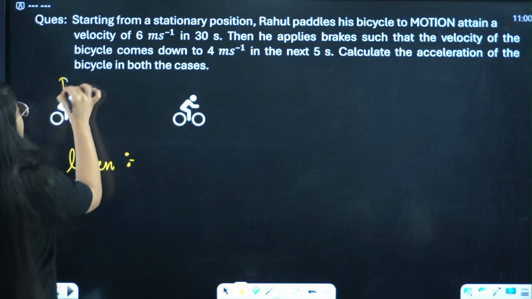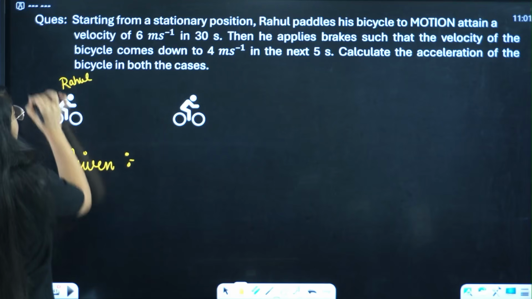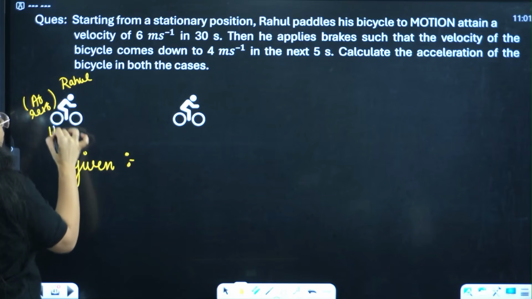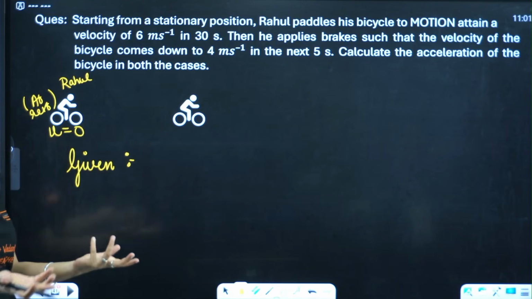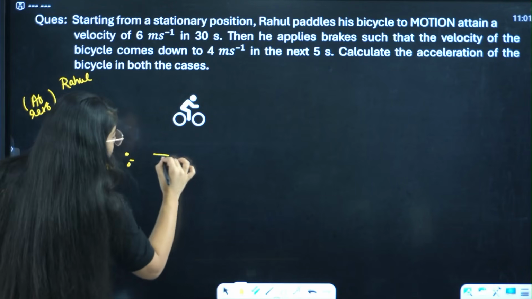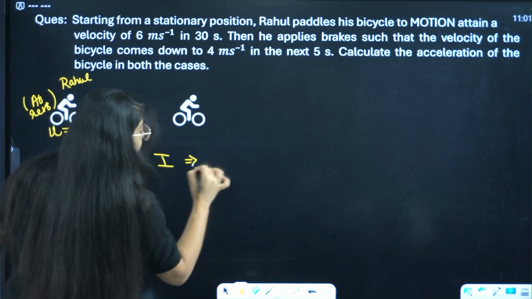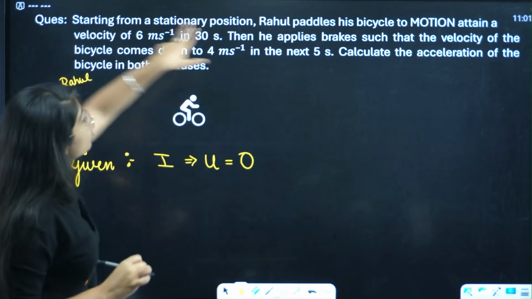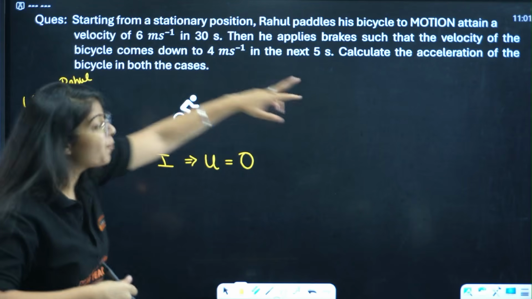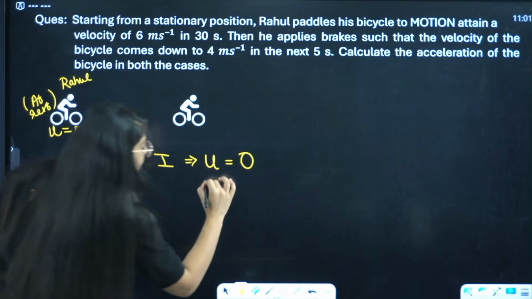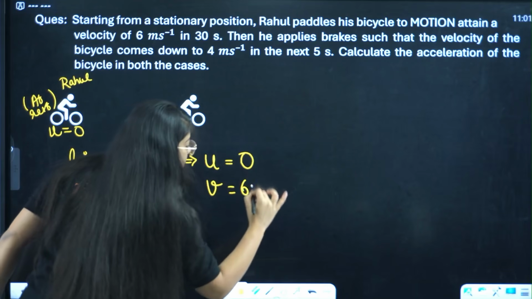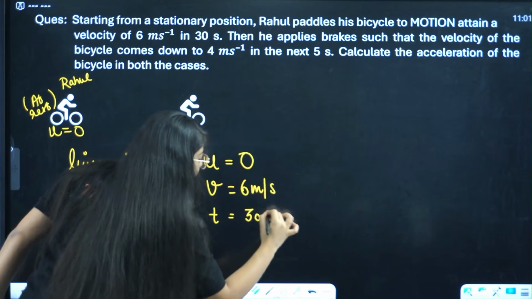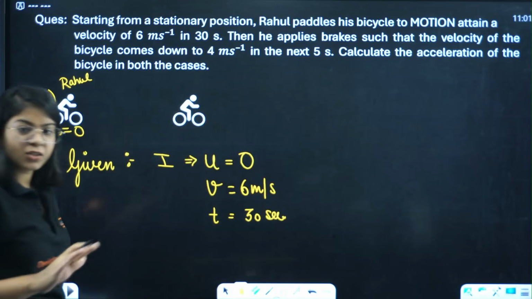This is Rahul, and Rahul is now at rest. So its initial velocity will be 0. Let's say this is the first case, initial velocity is 0. Then he starts pedaling and the velocity goes to 6 meter per second. So now the final velocity is 6 meter per second and the time is 30 seconds. Understood?